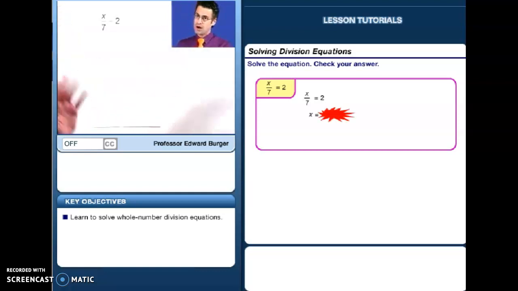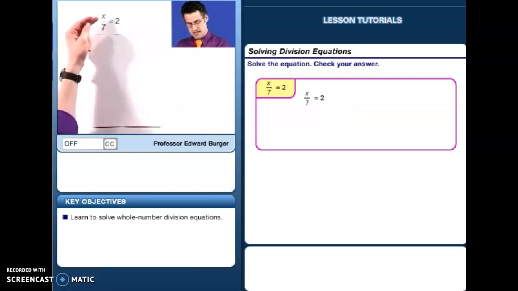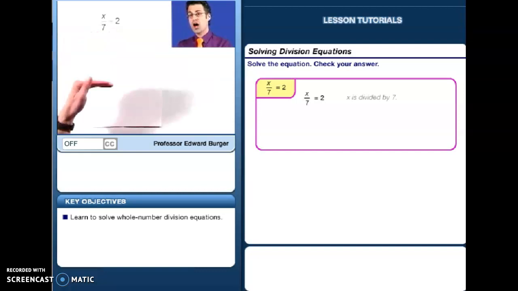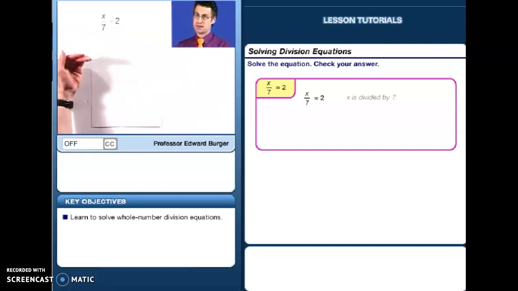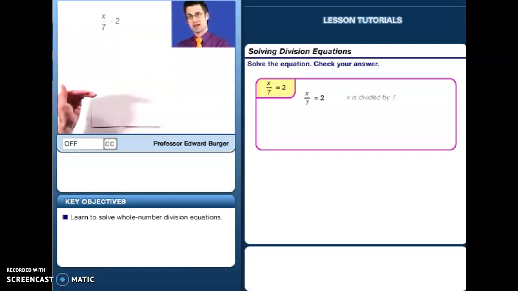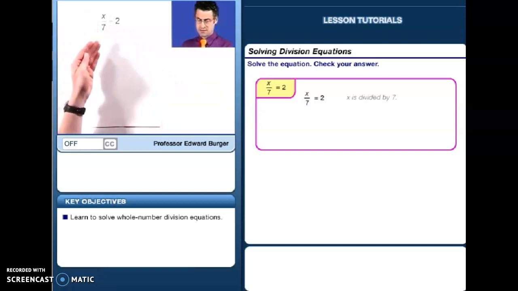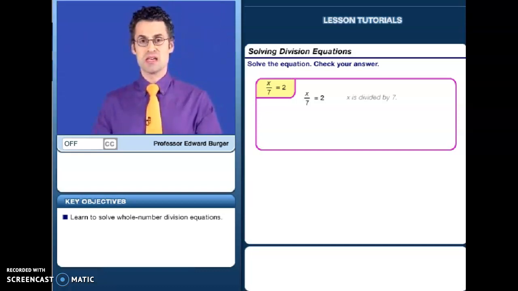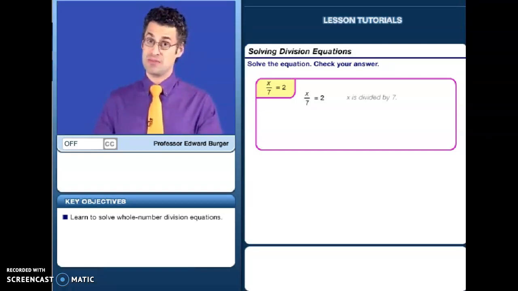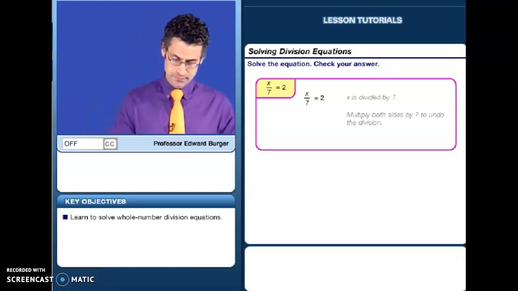X equals something. All right, well, how am I going to try to look at this and resolve what x is? Well, here I see x is divided by 7. So I want to undo that division by 7. How do you undo division by 7? Well, it's the inverse. And what's the inverse of multiplication? Well, it's division. And so what's the inverse of division? Multiplication. So if you have x divided by 7, what you want to do to resolve it is multiply by 7. So let's try that.